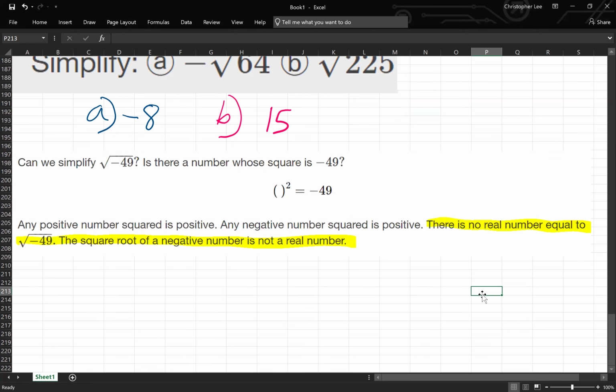So can we simplify the square root of -49? Right? Is there a number whose square is -49? So you're looking for some number squared equal to -49. Any positive number squared is positive. Any negative number squared is positive. There is no real number equal to the square root of -49. So the square root of a negative number is not real, right?